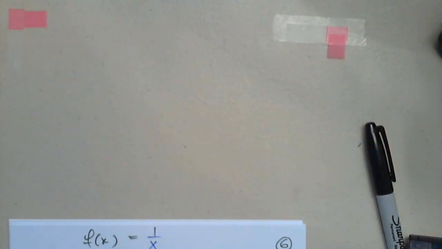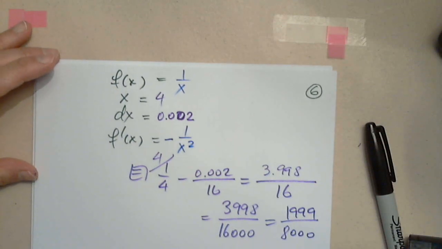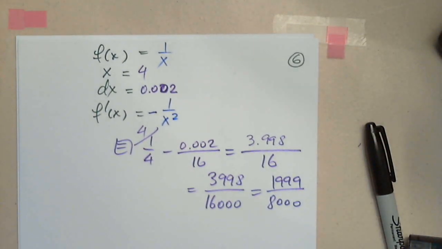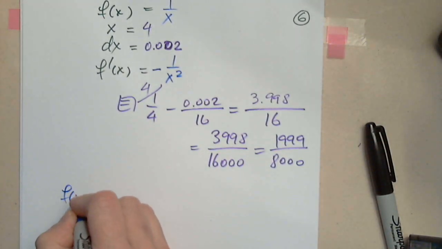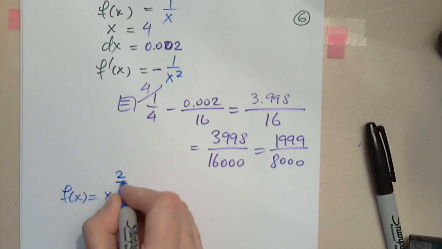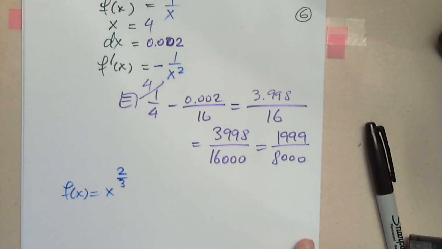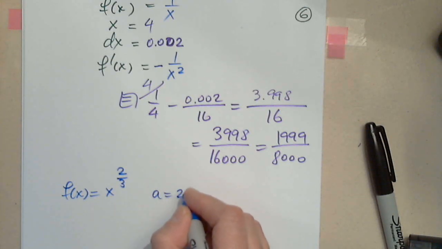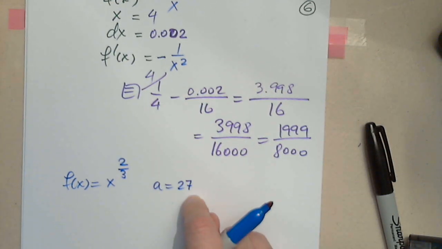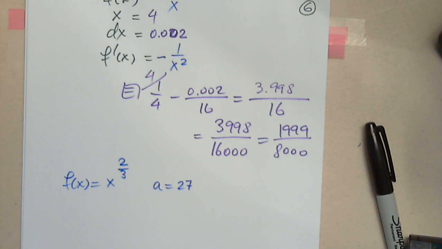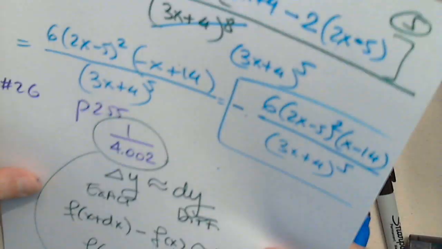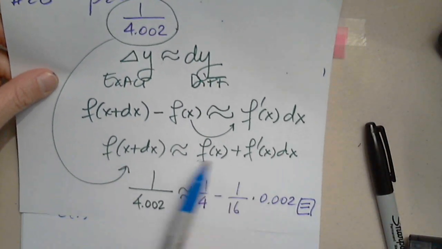Yeah, thank you. Sure. So it's f of x is equal to x to the 2/3 power, and then a is equal to 27. So they want the linear approximation for this one. Okay. So the linear approximation is exactly what you just saw here, just different notation. So exactly everything you see.